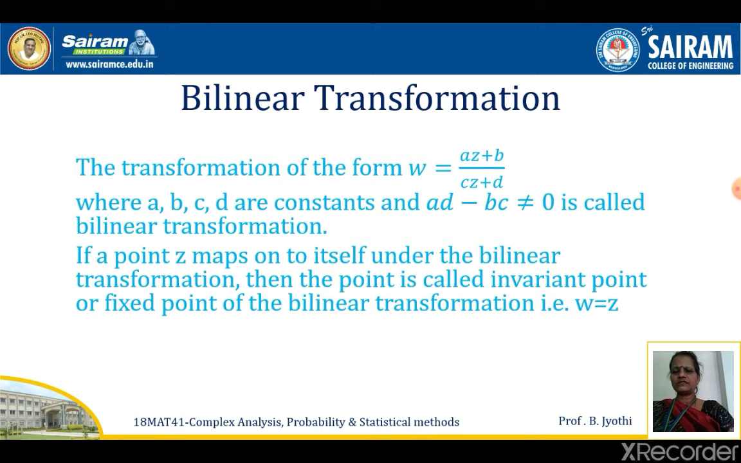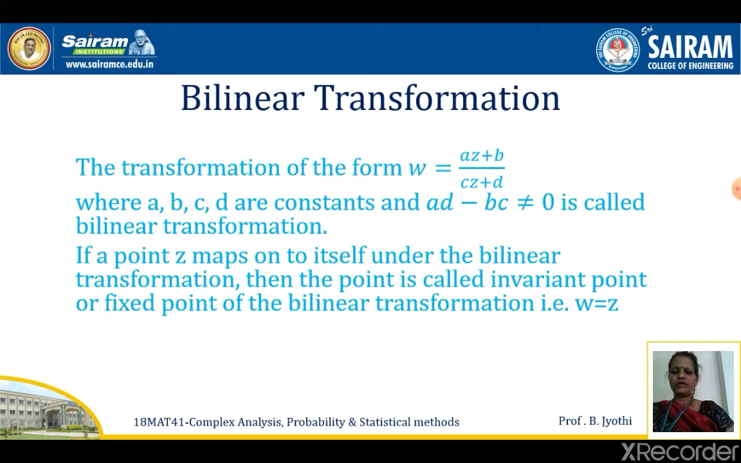The bilinear transformation is a transformation of the form W is equal to (AZ plus B) by (CZ plus D), where A, B, C, D are constants and AD minus BC is not equal to 0, is called a bilinear transformation.